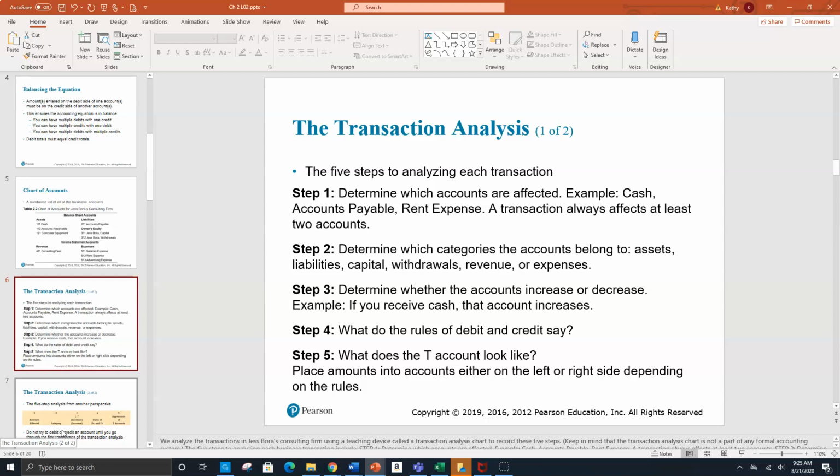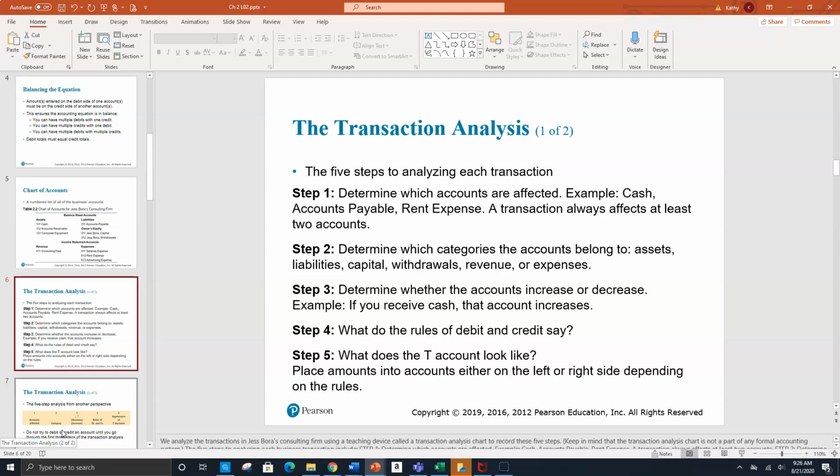So you have a transaction, you're buying or selling something, or you're paying a bill. A transaction will always affect at least 2 accounts. Maybe you're paying rent expense, so you would debit rent expense, credit cash. So there's 2 accounts that are always affected. First thing, look at the transaction that's happening, determine the 2 accounts that are impacted.